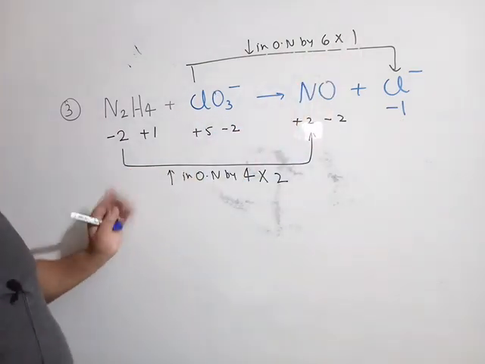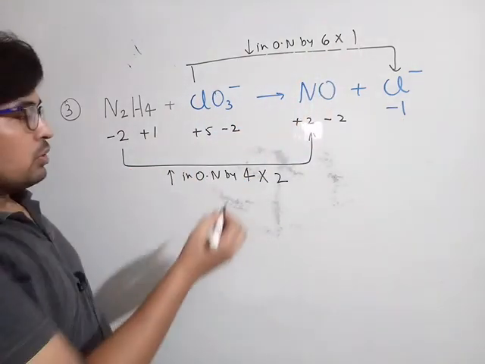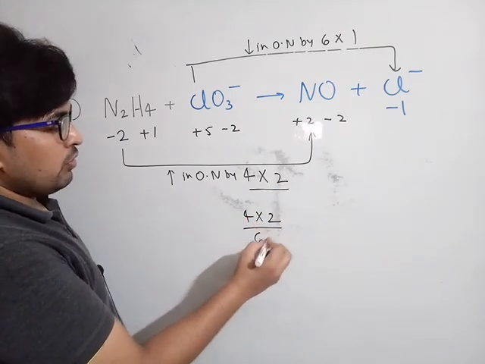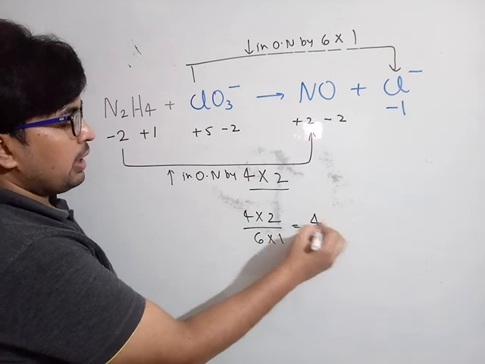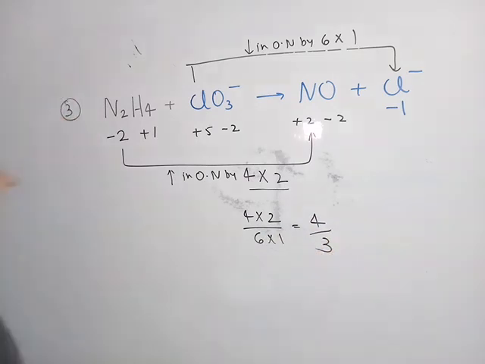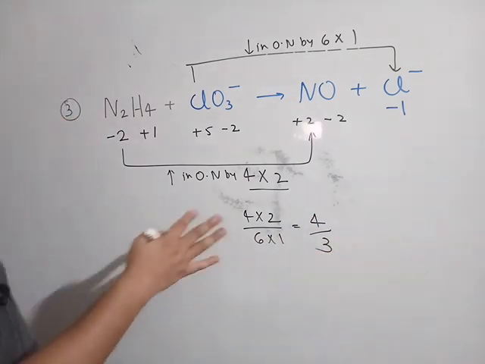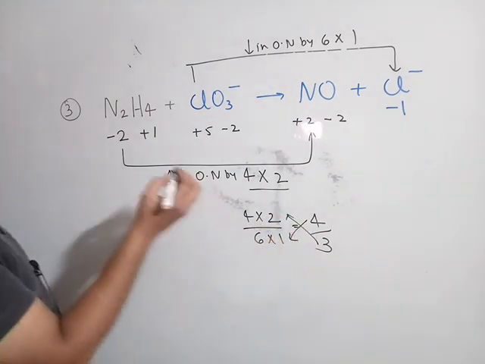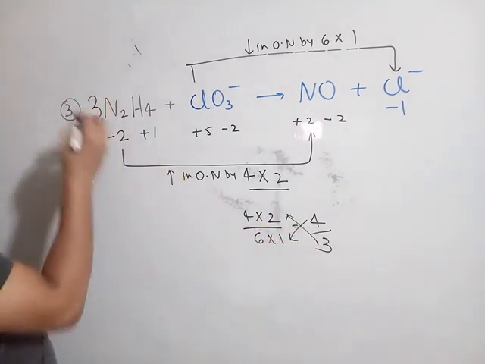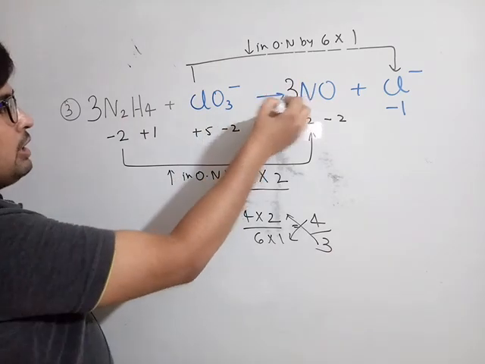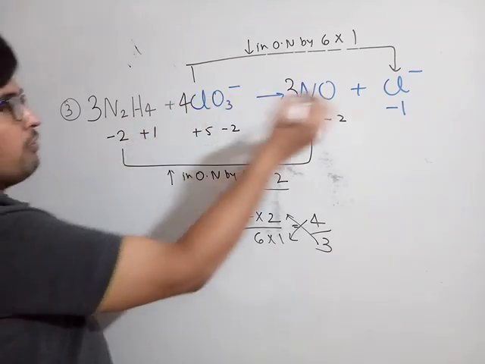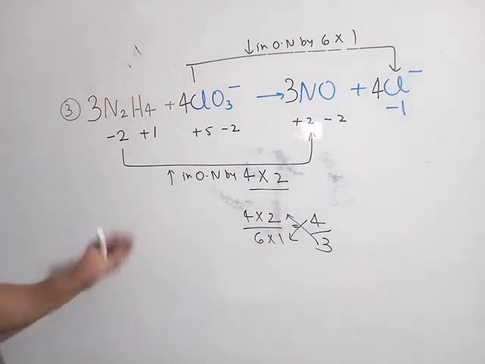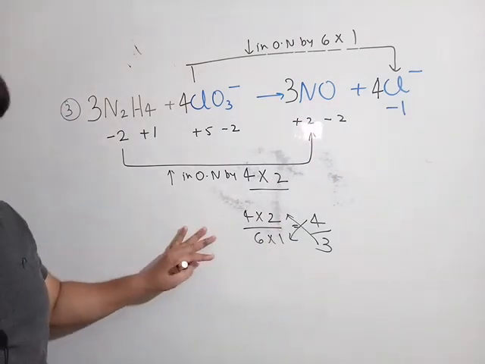Now we'll find the ratio of increase and decrease. So 4 into 2 and 6 into 1. The ratio will be equal to 4 by 3. So we'll cross multiply the increase and decrease. I just write 3 here, and I write 4 and 4 over here. So we move to the fourth step: we have balanced the increase and decrease in oxidation number.